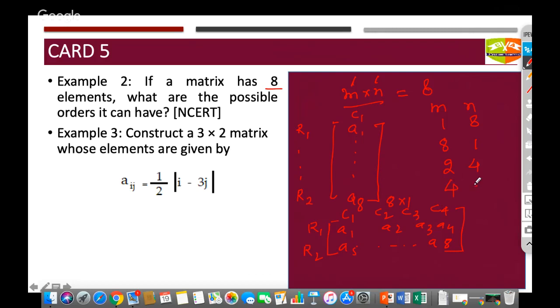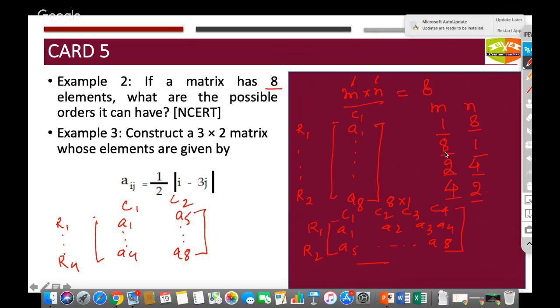To change it, I can just swap the number of rows and columns. So I can make 4 rows here from r1 to r4, and I can make 2 columns here, c1 to c2. And what I can do is write numbers from a1 to a4, and numbers from a5 to a8. I'll have 8 elements. Apart from this, see, the number of elements can only be integers, so m and n can only be integers. So multiplication of two integers is 8.